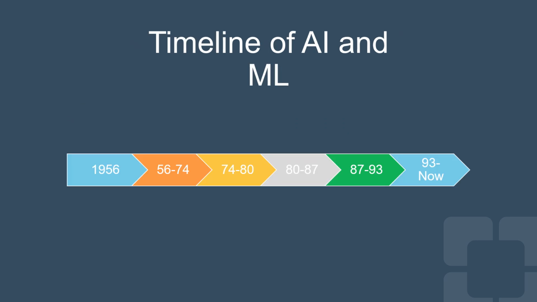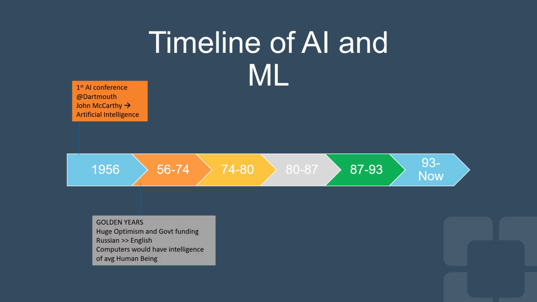We discussed earlier the start of the AI era with the summer workshop at Dartmouth College. This was followed by the golden years with large amounts of government funding, with the belief that computers would have the intelligence of average humans. In 1966, the Automatic Language Processing Advisory Committee, or ALPAC, issued a report that was very skeptical of the research done in machine translation.